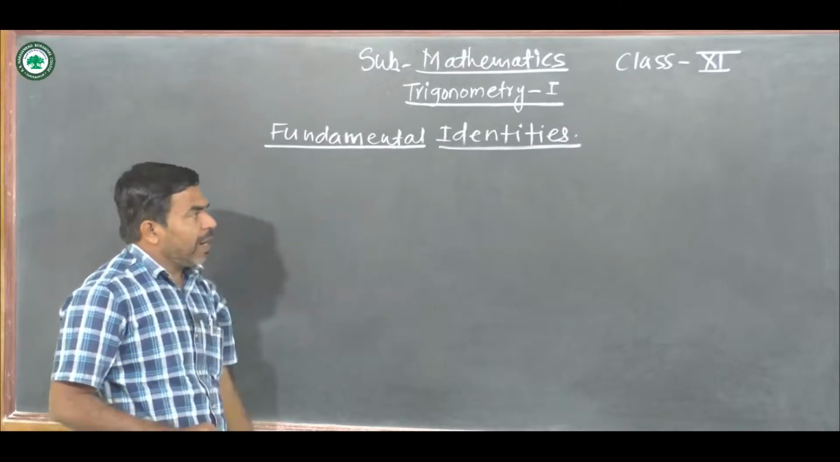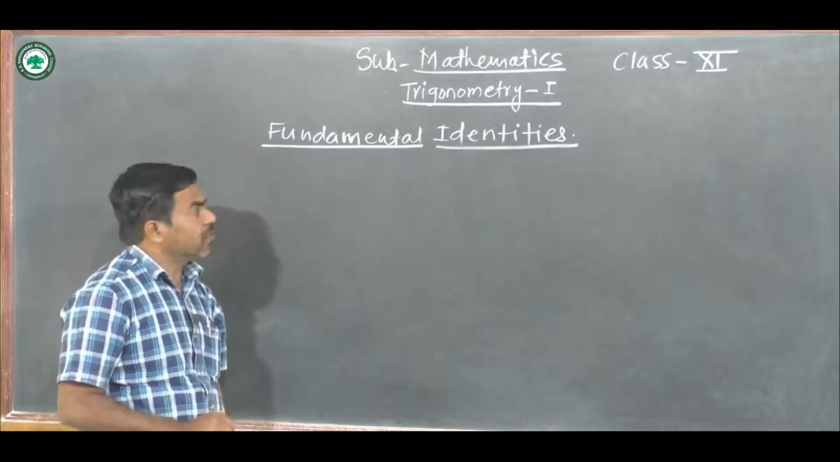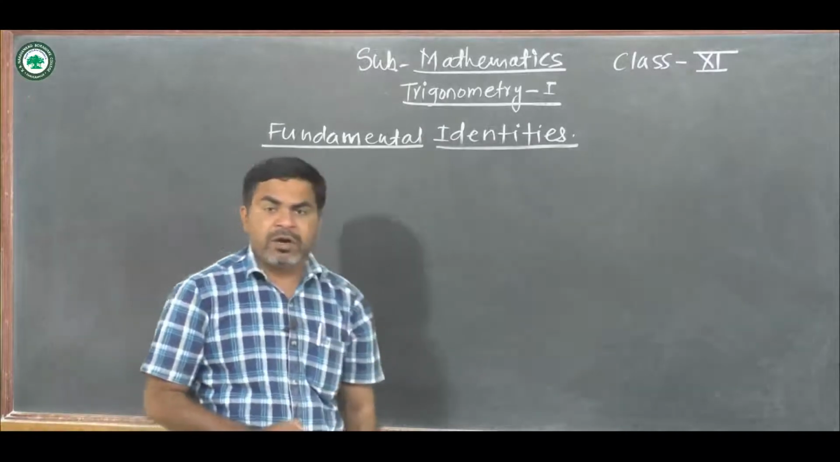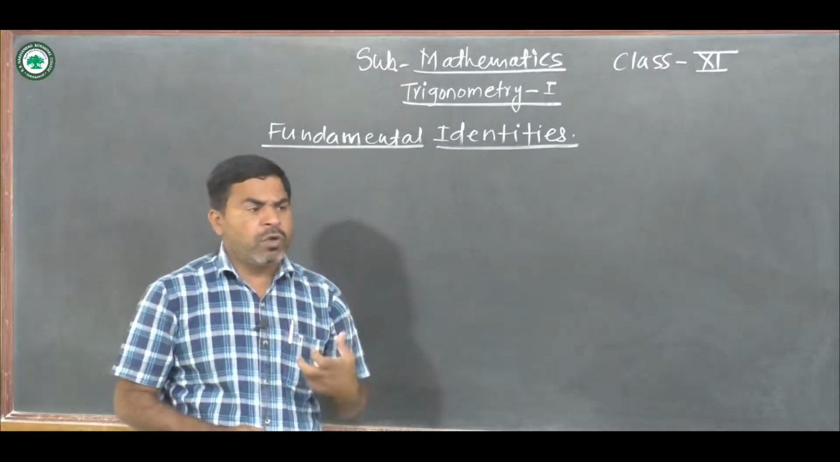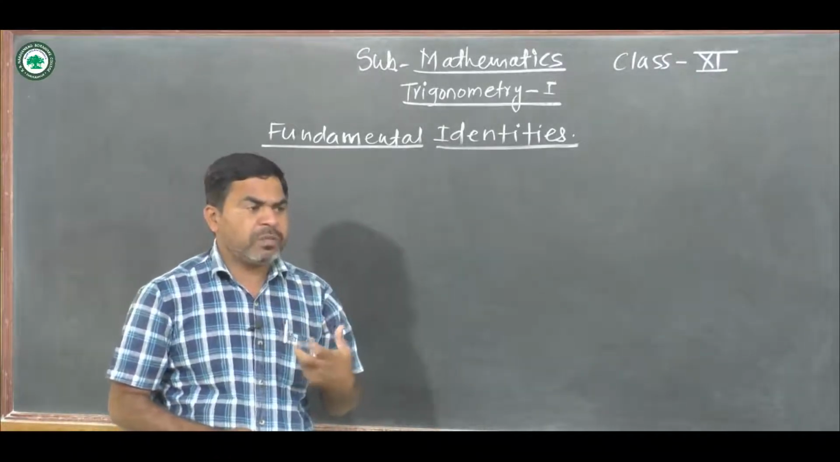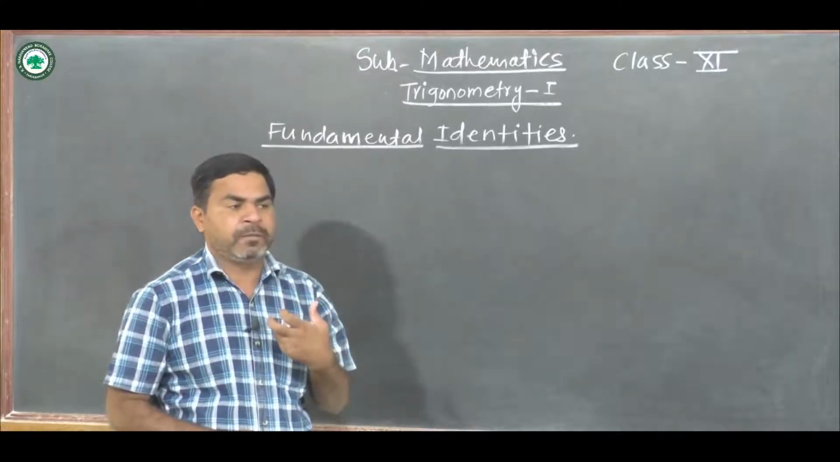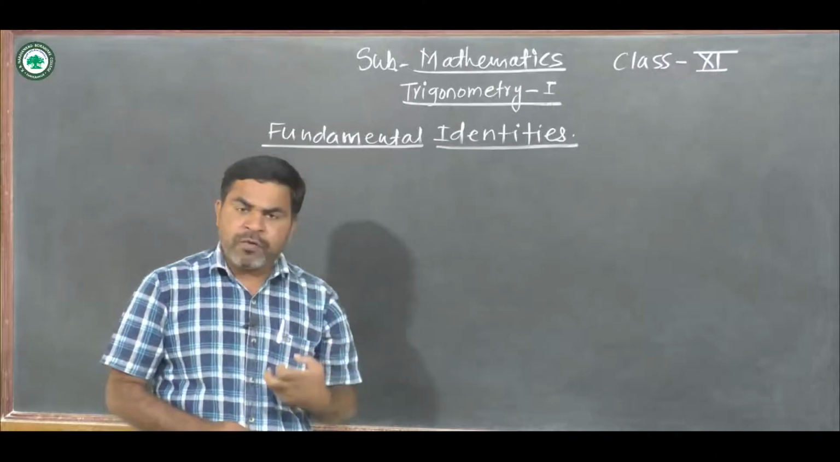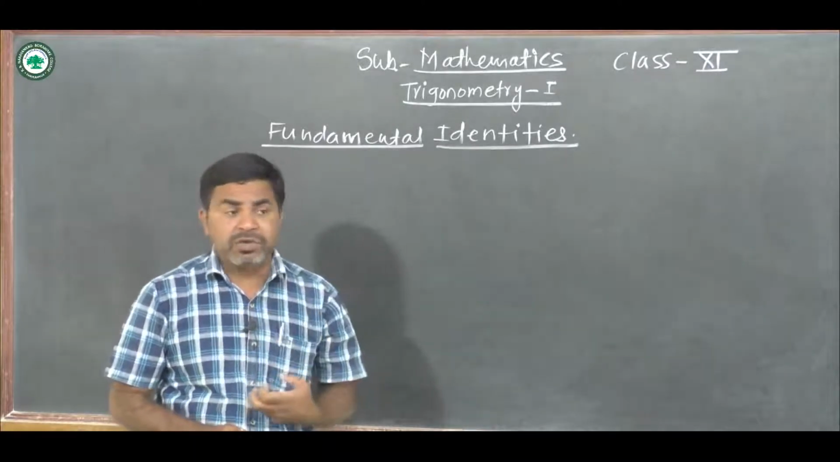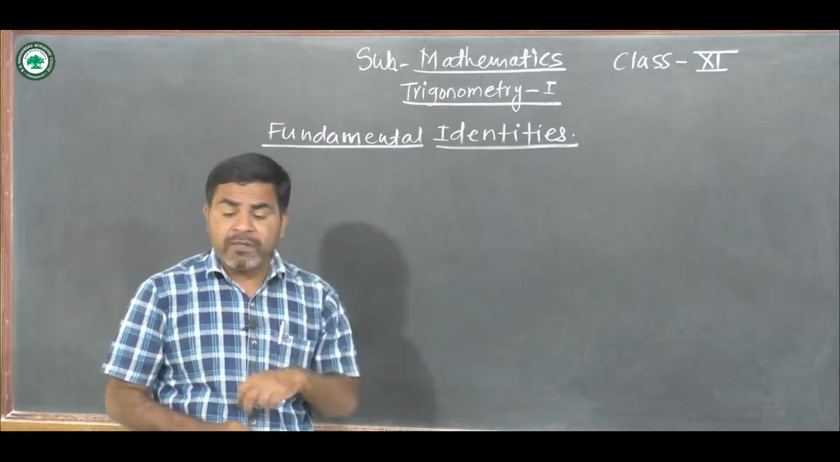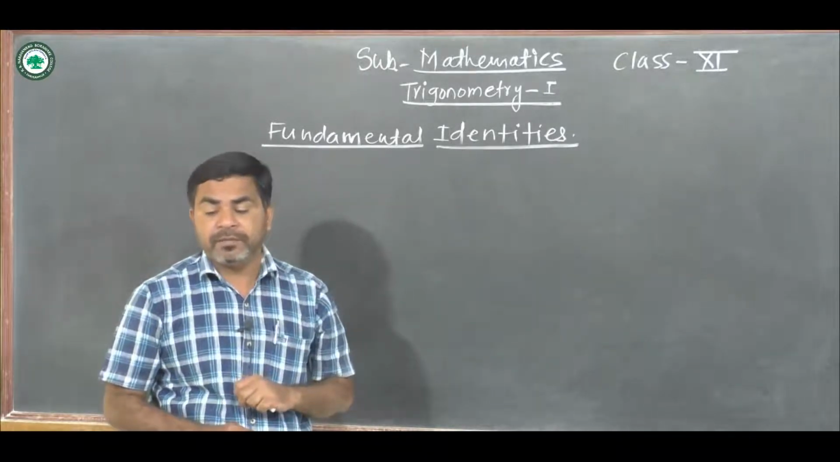So, fundamental identities in trigonometry is nothing but the relation in trigonometry which is true for all possible values of angle theta, or which is true for all admissible values of theta. So that relation is called fundamental identity.